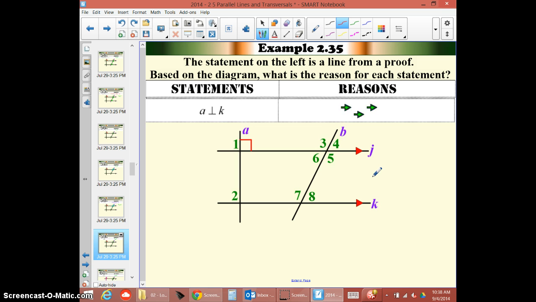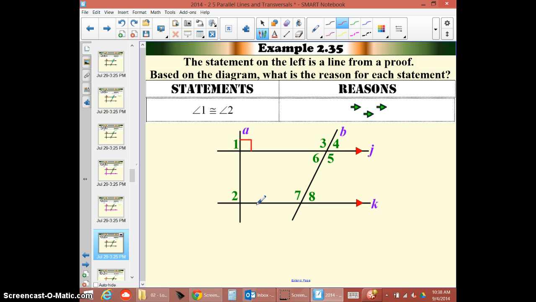A is perpendicular to K. How do I know that line A is perpendicular to K? I know it's perpendicular to J. Uh-oh, look what I just did. I did two lines and they're perpendicular. That means that they're parallel, sorry. They've got corresponding angles, which means that this angle here is also 90. So I just used corresponding angles to prove that it's 90 degrees. Look at that, that's amazing.